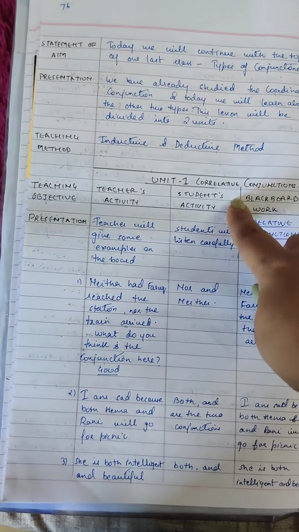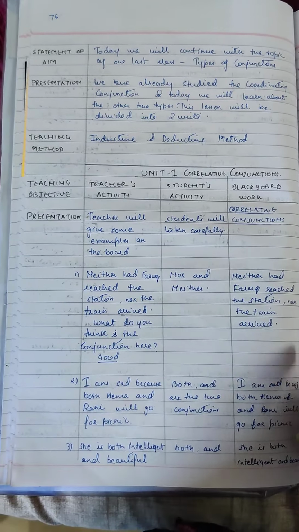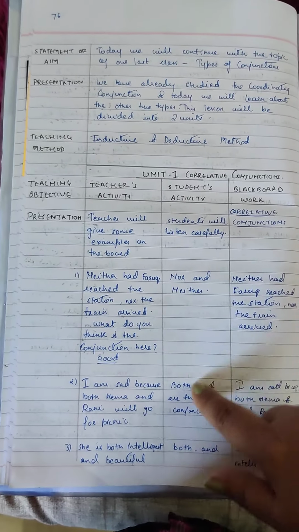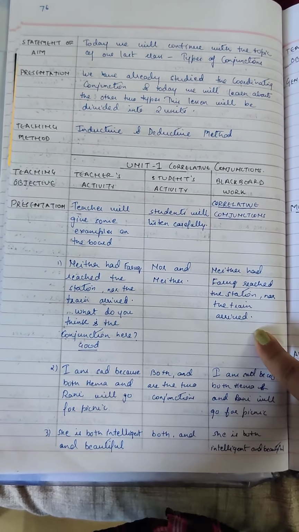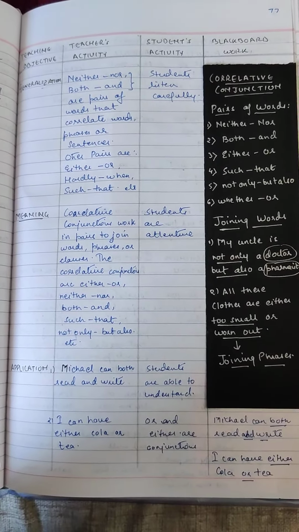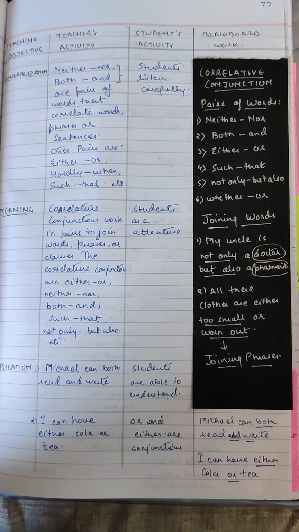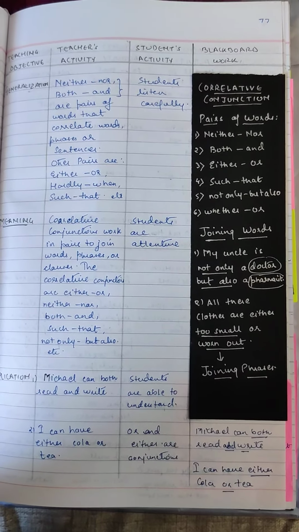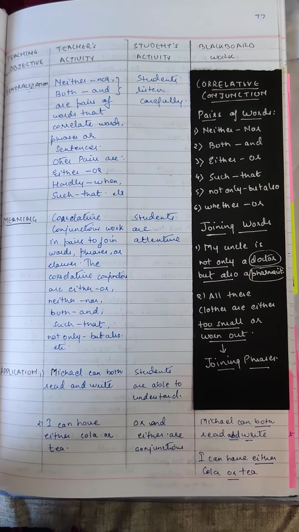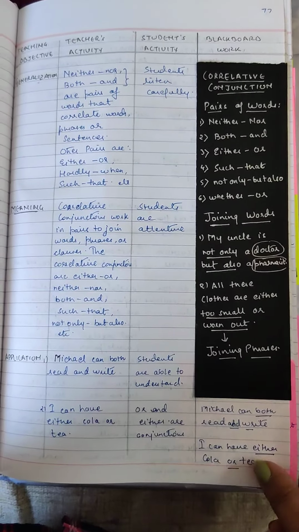Now we'll start unit 1 with the type of conjunctions, which is correlative conjunction. Here comes the presentation. Teacher will give some examples. Students will listen carefully and answer. The same thing is written on the blackboard work. Then comes the generalization. First always comes the presentation, then generalization. In the blackboard work, you can stick some miniatures showing the examples or pair of words, showing correlative conjunctions. Then you explain the meaning, and then comes the application part where we use these conjunctions in sentences.